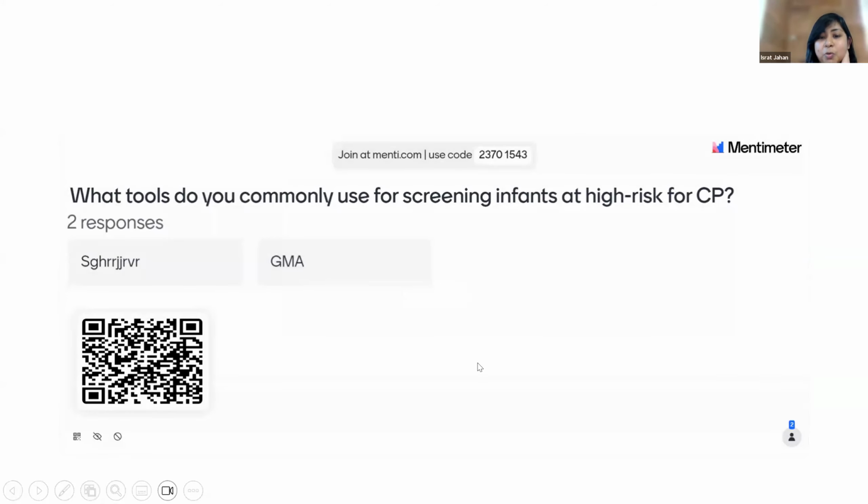What tools do you commonly use for screening infants at high risk for CP? We are all aware of the general movement assessment, but I'm not sure how many of us have actually used it in our setting. Yeah, awesome. GMA, Hein. Any other screening tool? GMA and Hein.